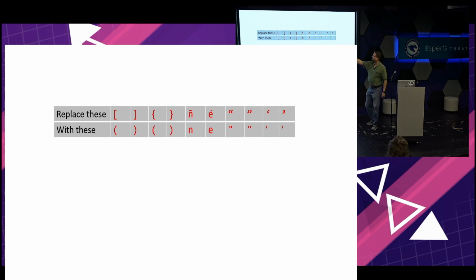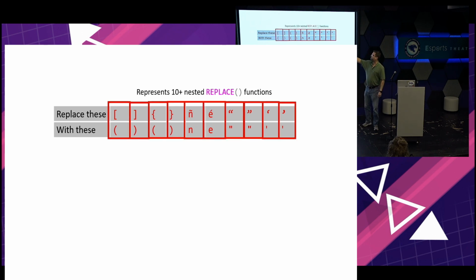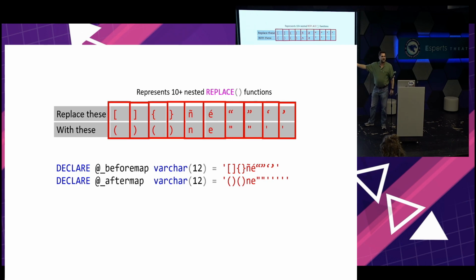So I want to replace these characters on top with these characters on bottom. Now, this would represent at least 10 plus replace statements to do that, right? So for each one on the top, I have to replace them on the bottom. But this kind of represents a mapping scheme. So why don't I just build two arrays, one of the before map and one of the after map. Now you see here I've got double single quotes because single quote is a reserved character. So if I want to use it as a literal, I have to double it up.